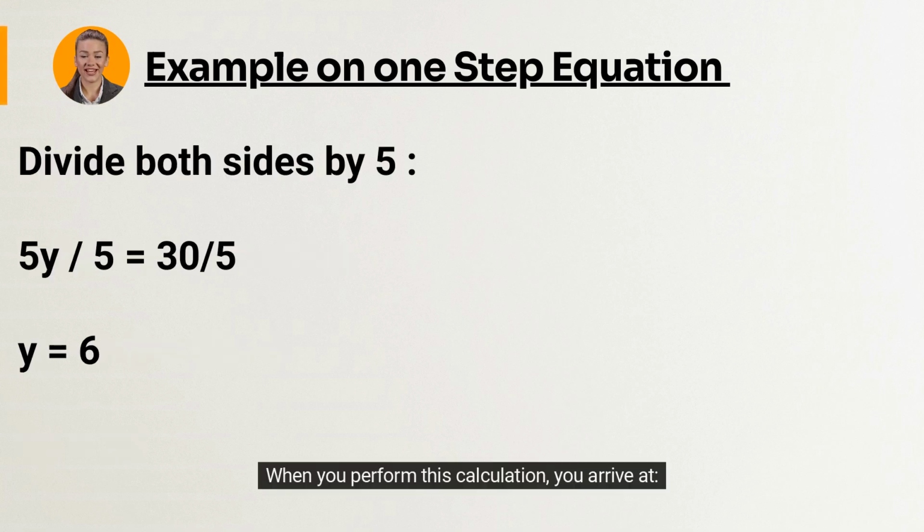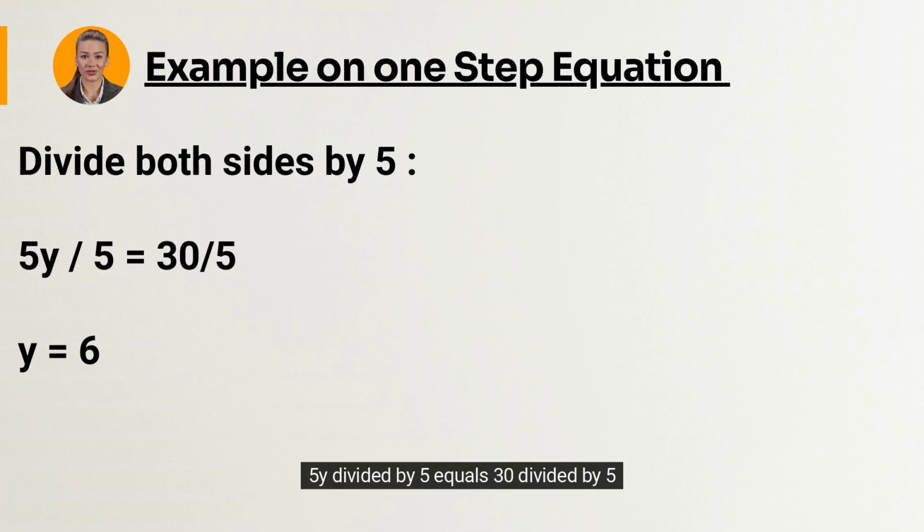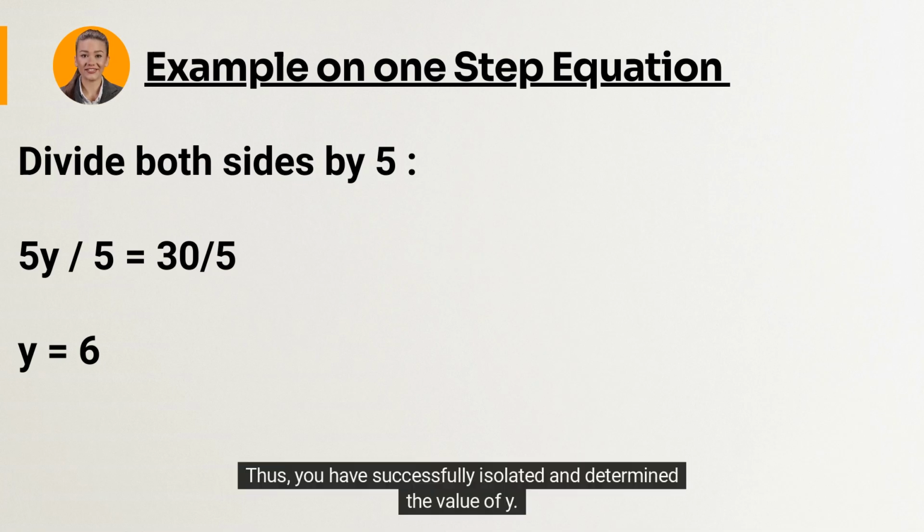When you perform this calculation, you arrive at 5y divided by 5 equals 30 divided by 5. This simplifies to y equals 6. Thus, you have successfully isolated and determined the value of y.